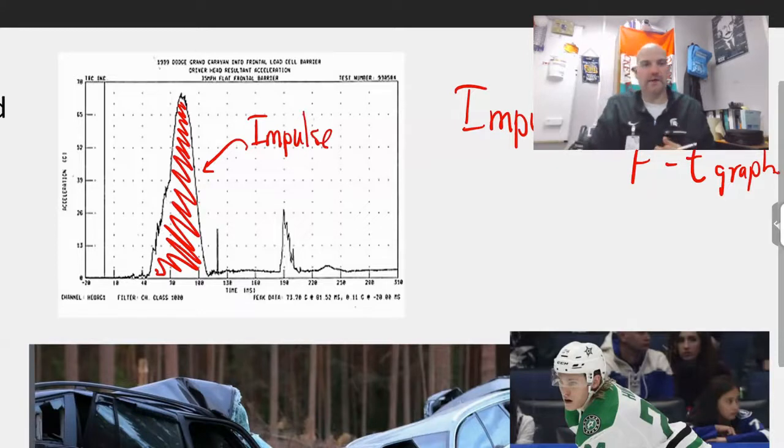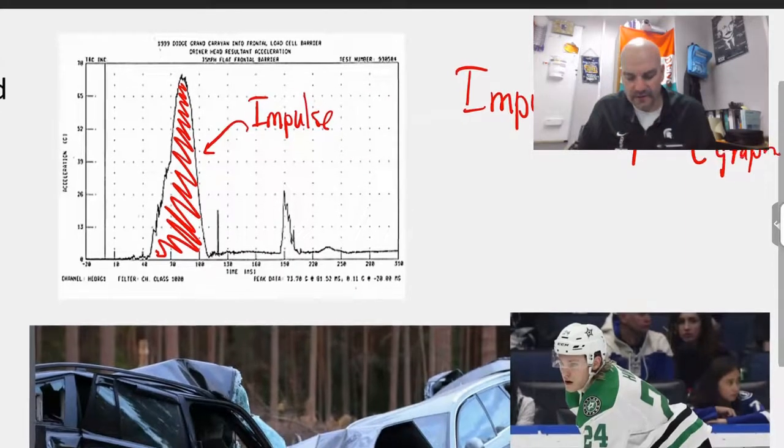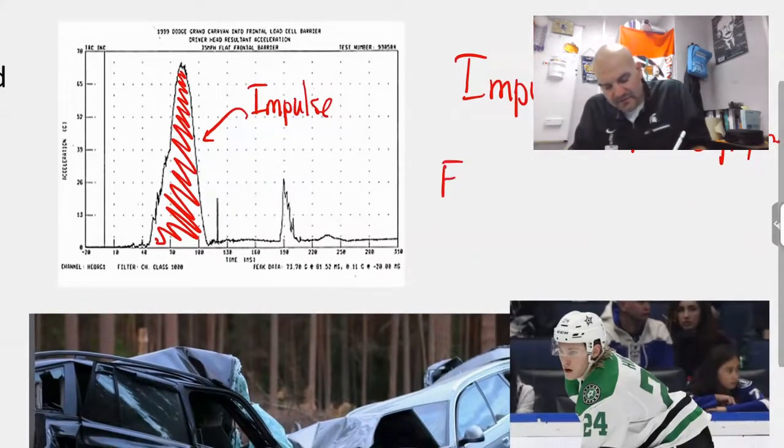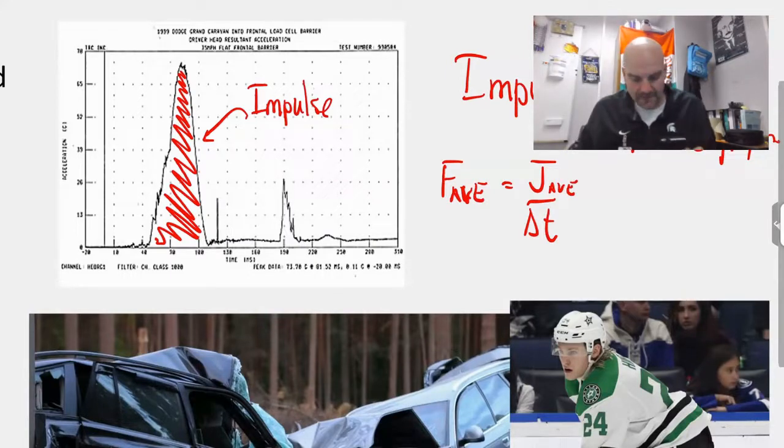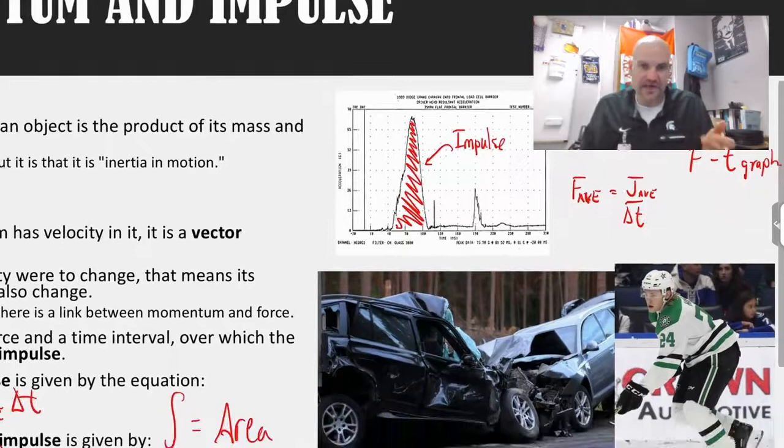Now NHTSA, the National Highway Traffic Safety Administration, has computers to do this, but a fun activity is, if you were to get some crash test data and simply make triangles or rectangles or trapezoids fitting into that area, you can figure out the impulse that was given. You can also find the average force on the object. The average force is equal to the impulse over the time. The actual graph is an acceleration-time graph, but we can make it a force-time graph.